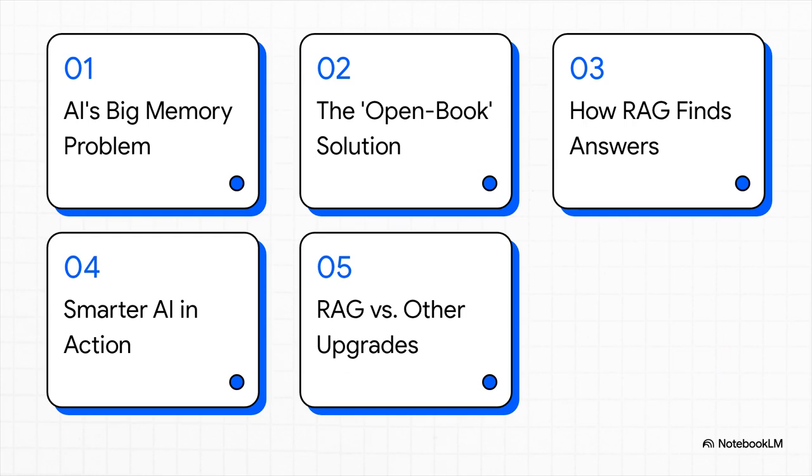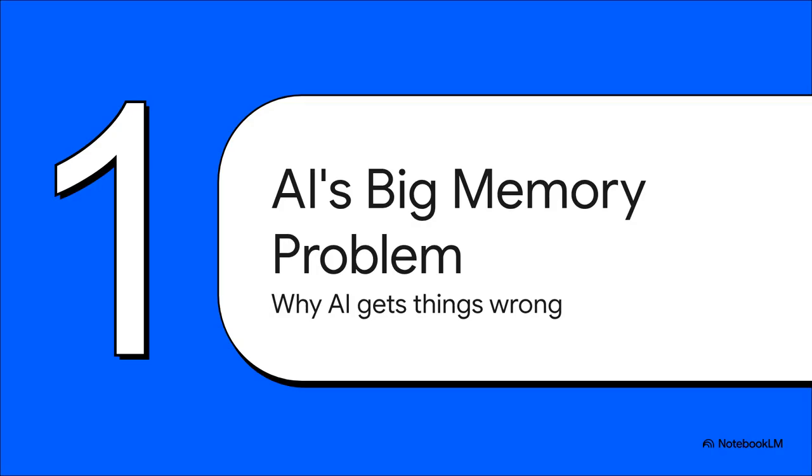First, we'll look at AI's big memory problem. Then we'll get into the solution, this whole open book idea. After that, we'll peek under the hood to see how it works, check out some real-world examples, and finally, see how RAG stacks up against other ways of upgrading AI. All right, let's jump right in.